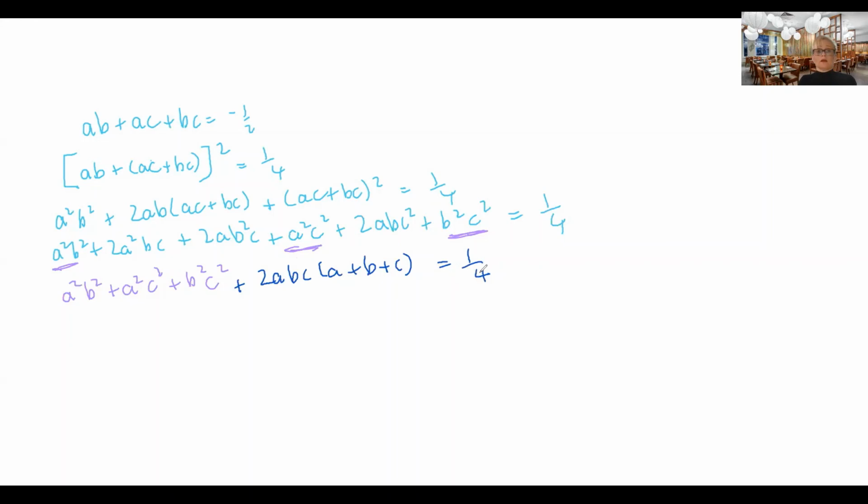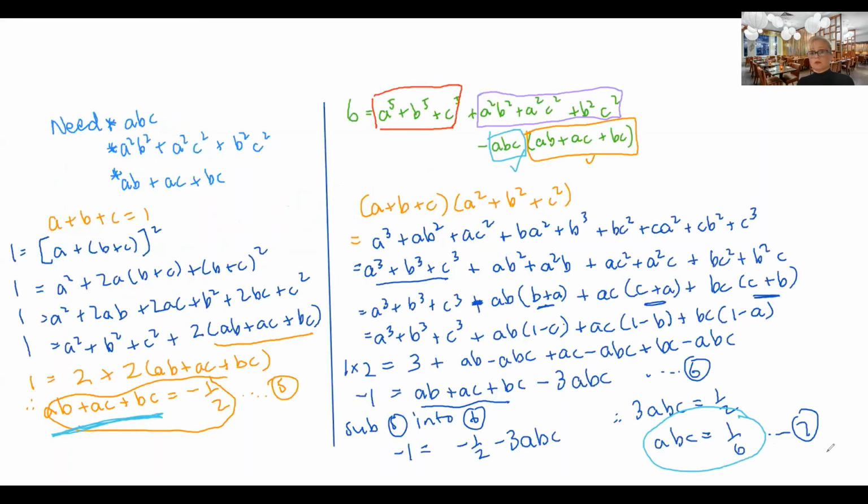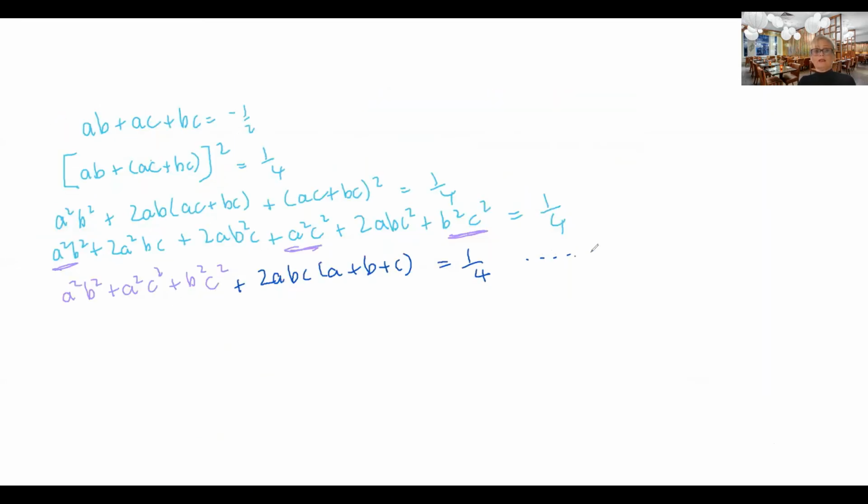Okay. I don't know what equation number we're up to. Let's just have a look here. We're up to equation number 8. We know what that is. We know what that is. So we can now get an expression for this.